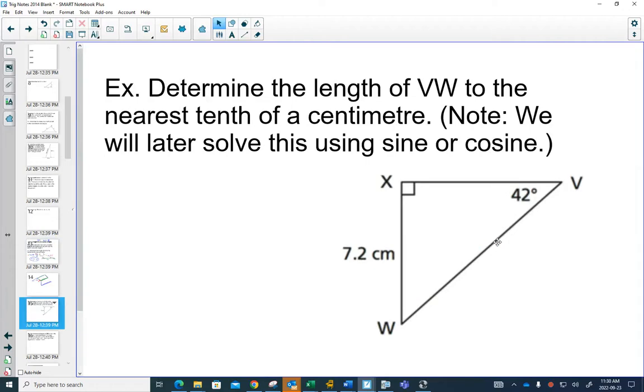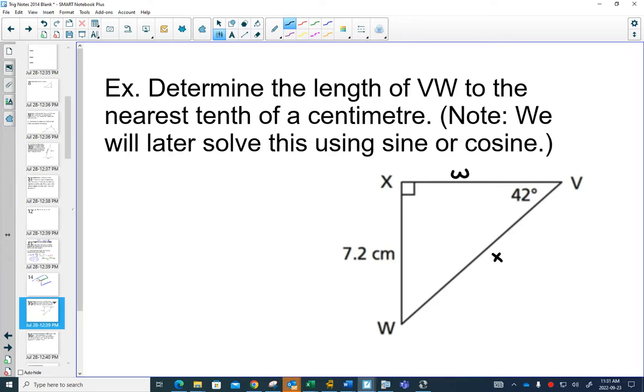So, determine the length of VW. Okay, what letter would I use for VW? An X, because this is capital X, so we would use a little x. Get better letters. Yeah, this is W. This side would be little w. I'll make it a little rounded. The little w is rounded, the big W is sharp, right?